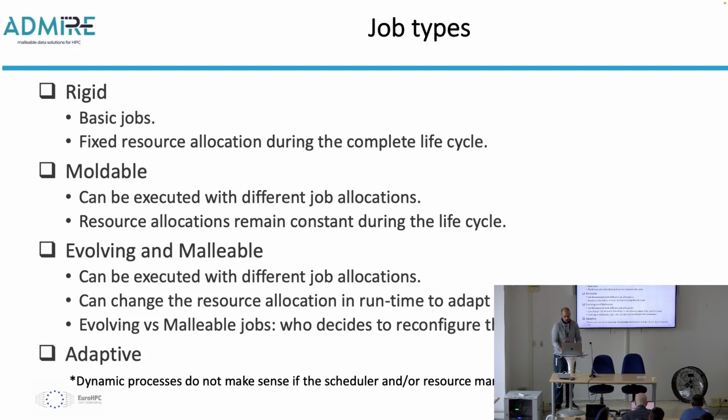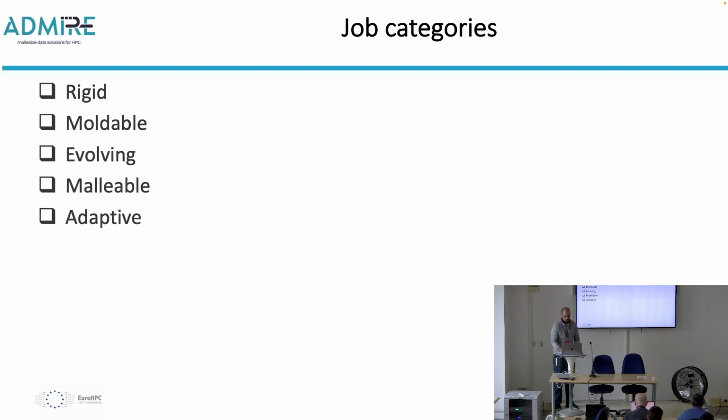So just a comment regarding this point. Note that having dynamic processes does not make sense if the system can't support this dynamicity. So we need to perform these malleability features not only in the application, but on the systems. So now we're going to see what these jobs are and how they run.